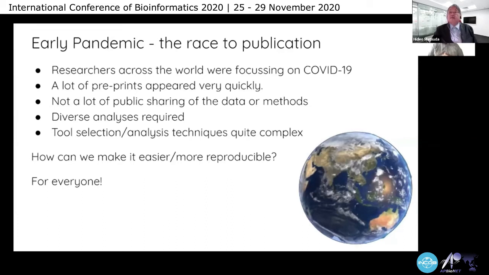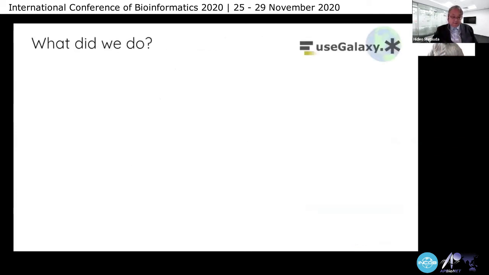We know that quite diverse analyses are required for working on COVID-19. We need to think about genomics and proteomics and cheminformatics and whole bunches of other types of analyses. Tool selection and analysis techniques are also quite complex, right? So what we wanted to do was make it easier and more reproducible for anybody, anywhere in the world. So what did we do?